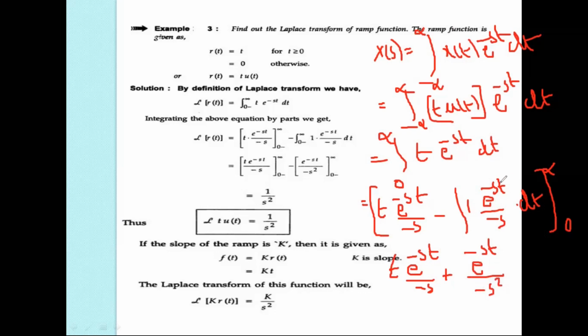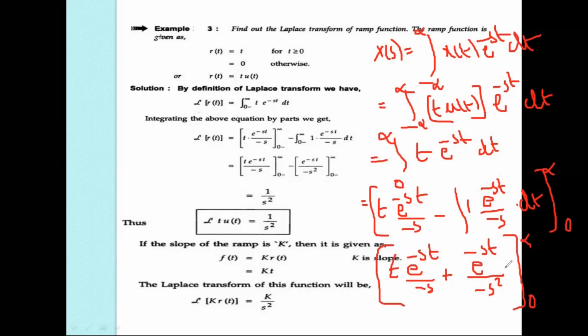So this minus will get here itself. Got it, my dear students, for the minus. So apply the limits of infinity and 0. First of all, if I am applying infinity, e power minus infinity is 0 and e power minus infinity is 0. The first two terms become 0. And for the lower term, the first term is 0 because it's t.